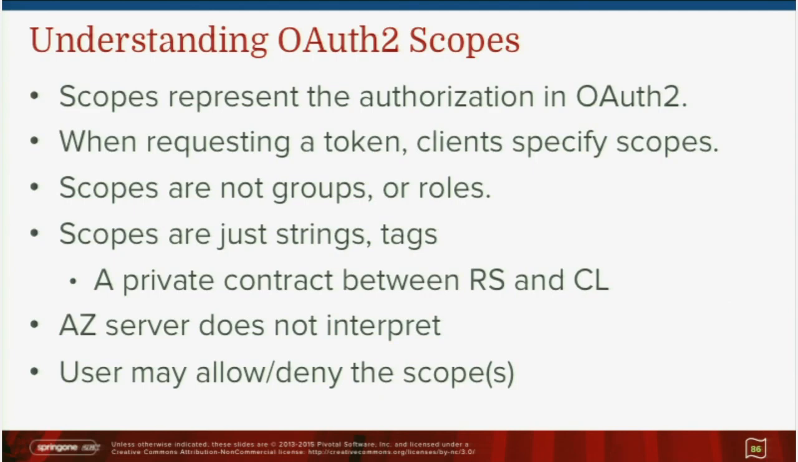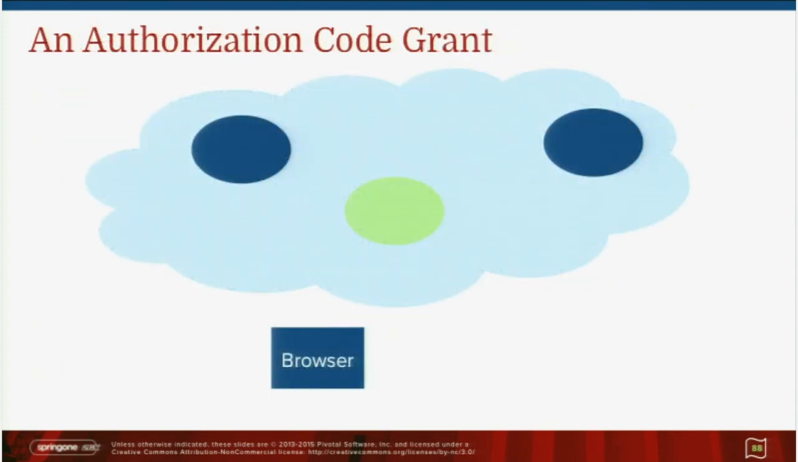It's utterly meaningless tag. It's just like tagging a blog posting. You can put whatever you want as long as the client and the resource server agree on it, right? To me, that's a little bit of an accident waiting to happen, but that's the way the spec is written because there's no way to nail that down in a way that could make everybody happy. Last thing before I move on is that the user can deny a scope.